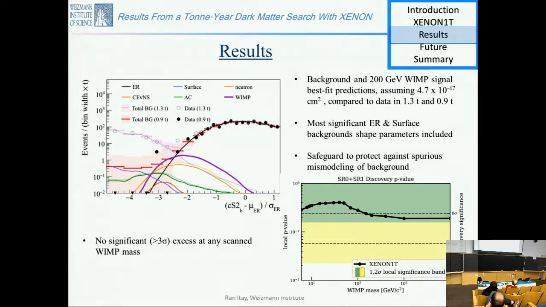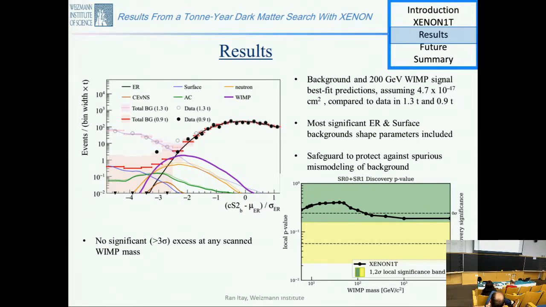We can see this is the number of events as a function of S2 minus the median of the ER, divided by the standard deviation, sorry. So this is just to say how high or low we are in this S2 over S1 parameter space.